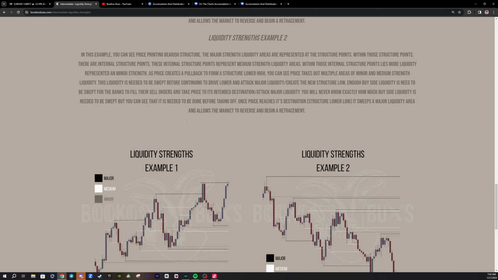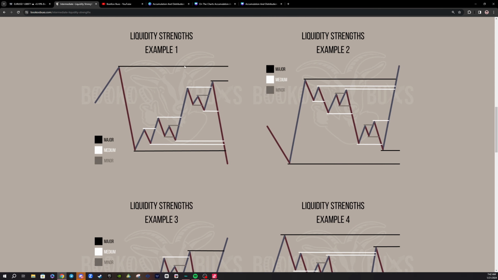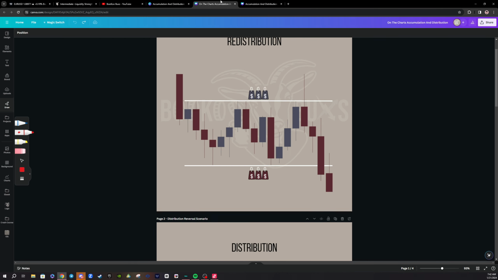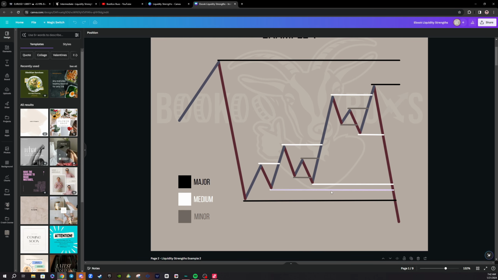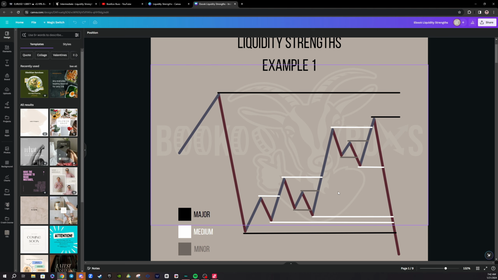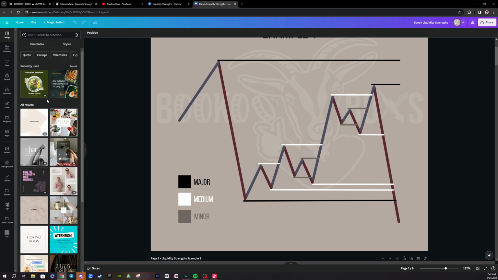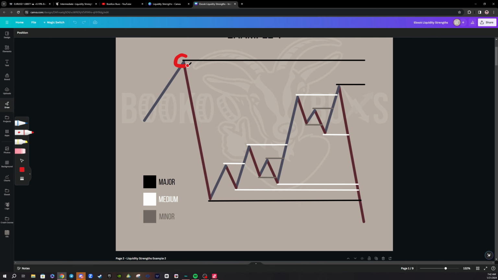I might bring up some charts too to help out a little bit more. But in these examples, what I'm trying to show you is this. So this is an example of using range within range. Meaning, right here, black represents the major. Why is this the major? Because it's going to be the largest range. From this high down to this low, these are going to be the major liquidity areas in terms of liquidity strength. From here, you can also see that there is internal structure.